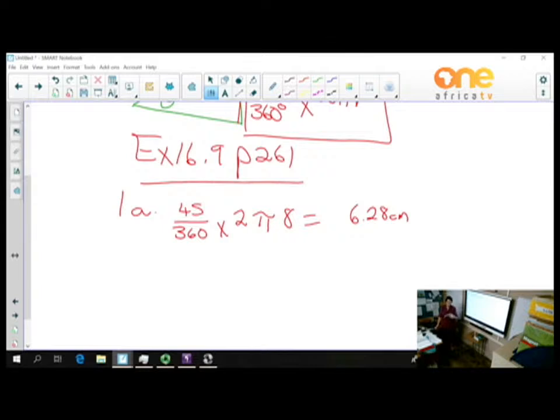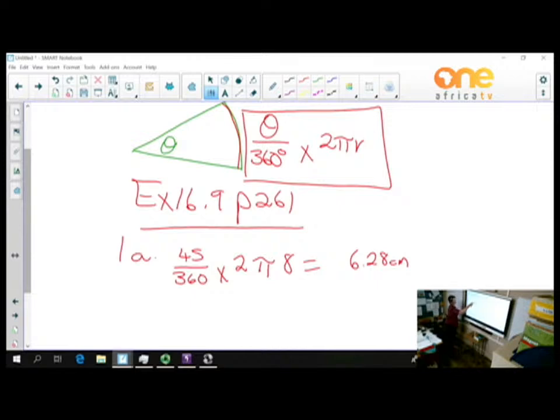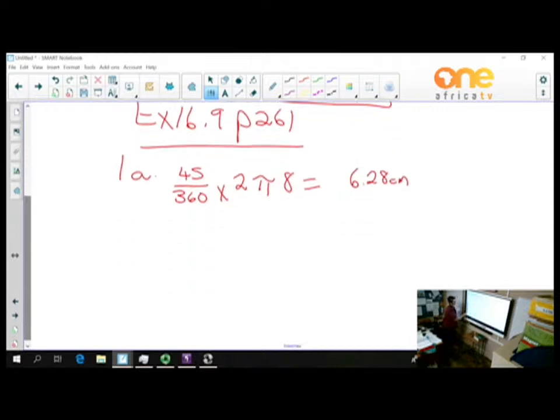Okay, I want you to do now B, C, and D. Yeah, I showed you here. There. The arc length. That's the arc length. This is the radius. That's the arc length that we're calculating now. Okay, so I want you to do B to D. Okay, let's quickly try B to D. Okay, so let's quickly mark then B, C, and D.